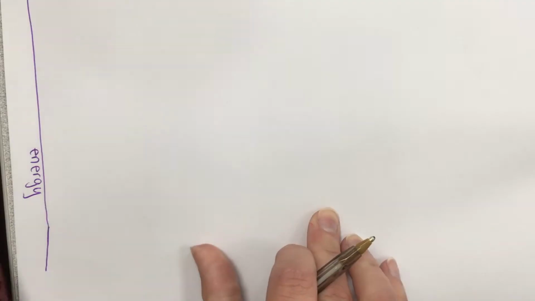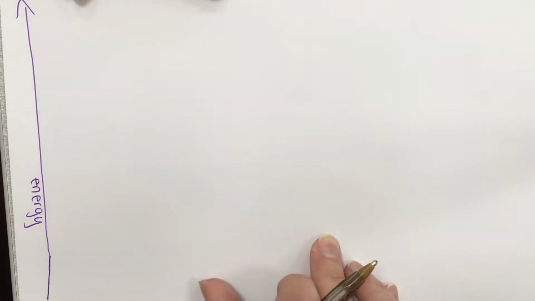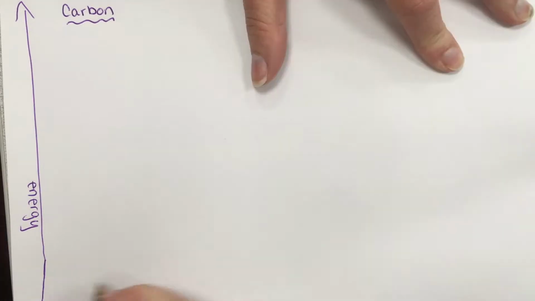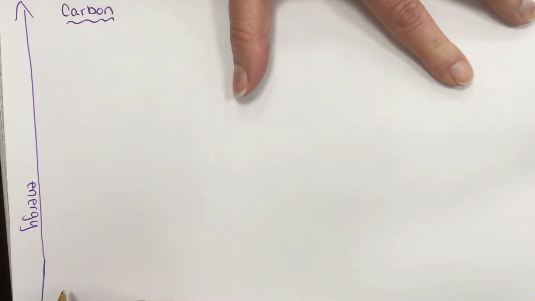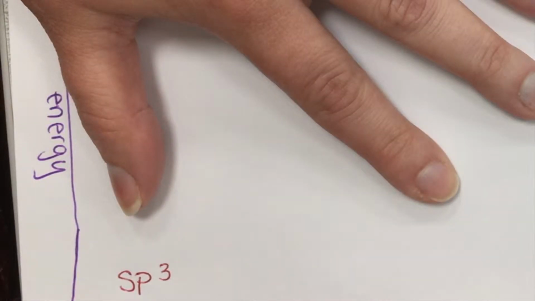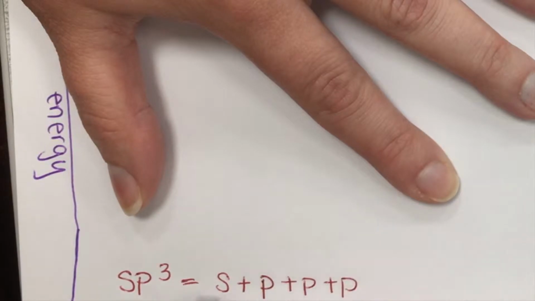So first thing I want to do is draw the energy level going up. So energy level is increasing right here. If we look at carbon, we're just going to look at carbon alone, so carbon if it was not bonded with anything. And one thing I want to go over first is what this hybridized orbital means. You can have an sp3 hybridized orbital, and what that means is that you have one s orbital plus one p plus another p plus another p. So sp3, that's what that means.